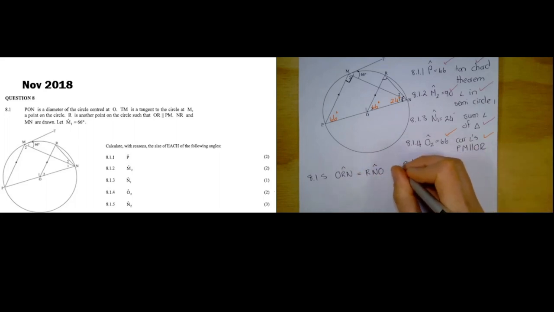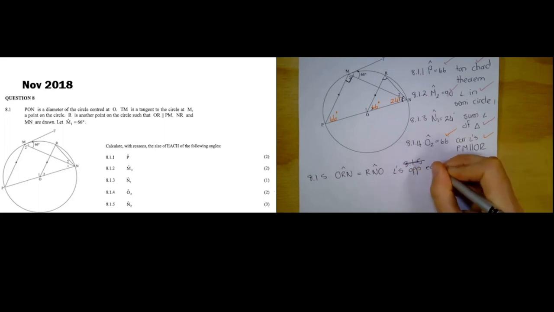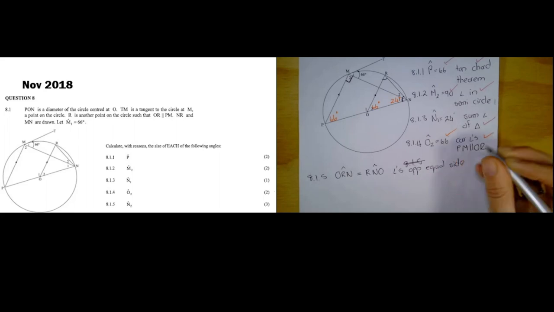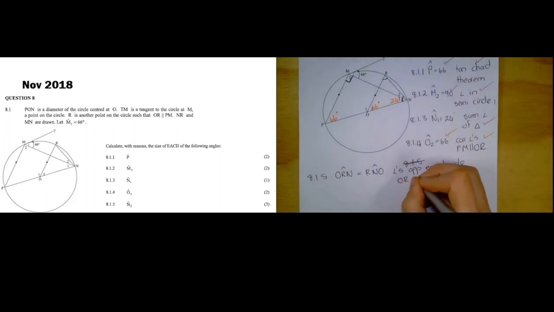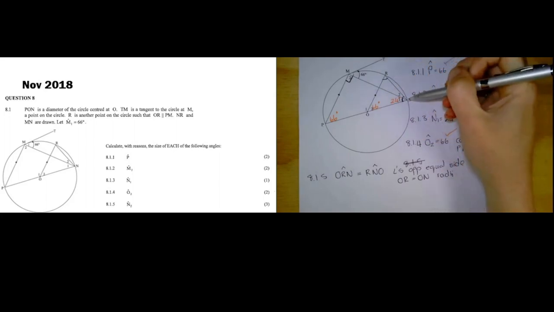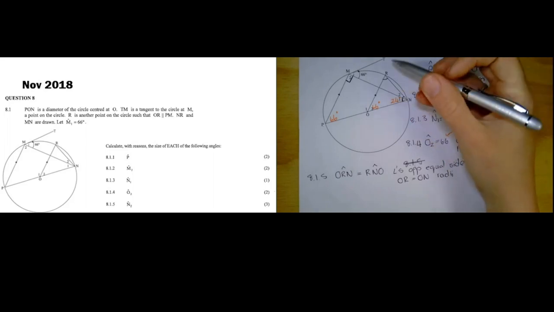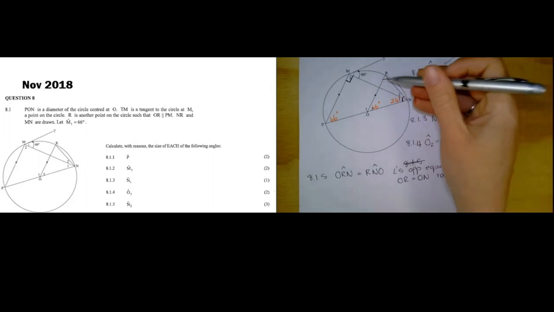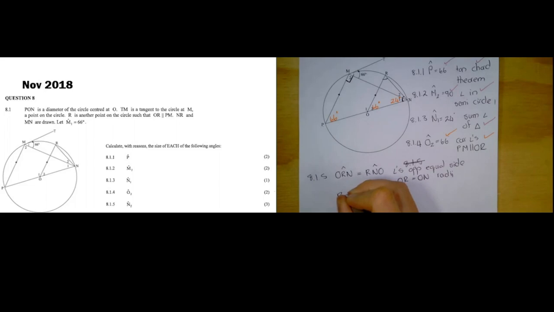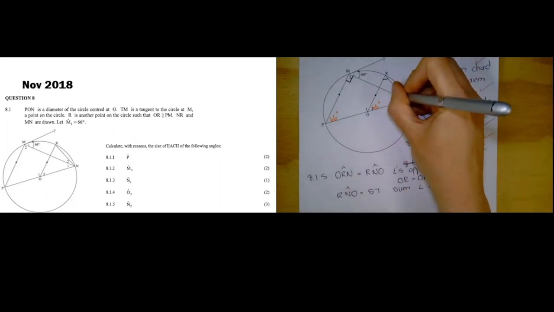Why? It's angles opposite equal sides. And remember, good practice is to fill in that you know that OR and ON were the same because they were radii. So if I know both of these angles are the same size and my triangle must add up to 180, I have the 66, which means if I go 180 minus 66 and I divide it by 2 to get each of the base angles, I know that angle RNO must be equal to 57 degrees because of the sum of the angles of a triangle. So I know this entire one is 57.